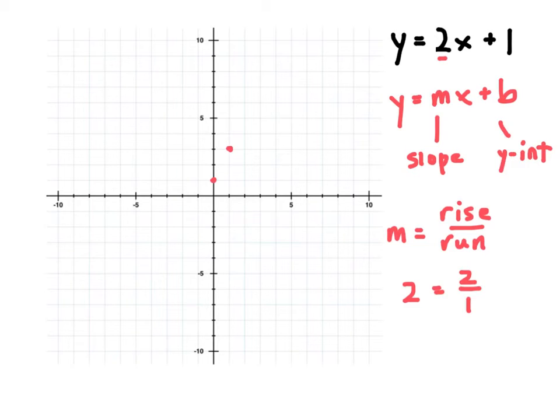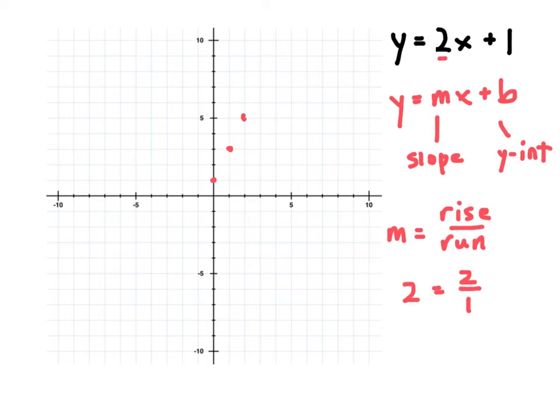And I can go ahead and do this more times if I want to. I could start at that second point there. I could move up 2 units, 1 unit to the right, and plot another point there at 2, 5.